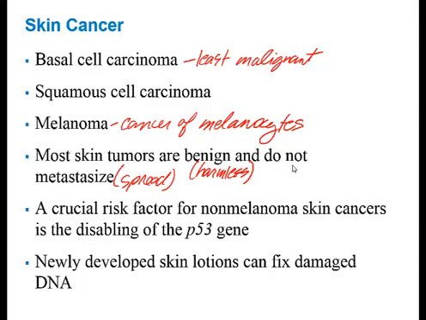One of the reasons that this could actually occur is we have a gene called the p53 gene, and this gene is a tumor suppression gene. So it's naturally going to have the ability to suppress cancers. So if there is something like ultraviolet radiation that actually disables this very important gene, then that could be a risk factor for cancer.